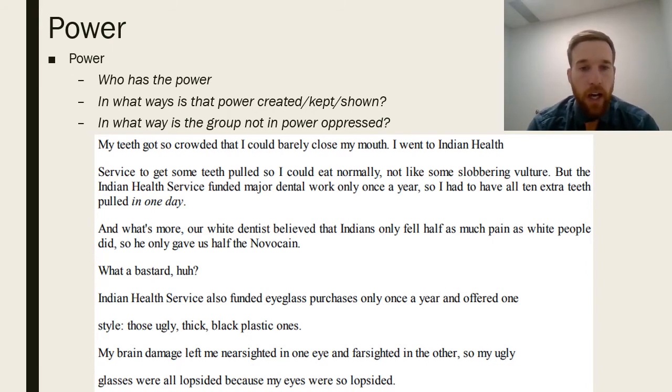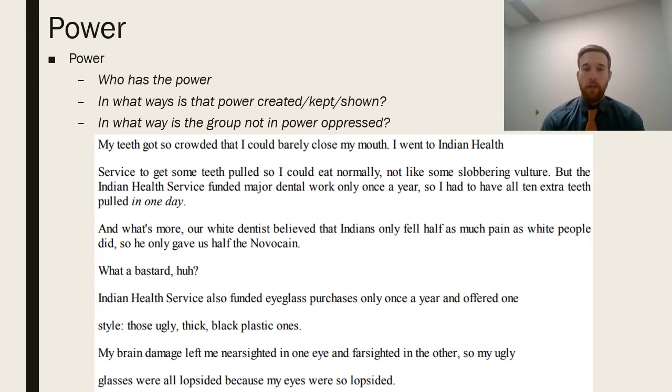My teeth got so crowded that I could barely close my mouth. I went to Indian Health Service to get some teeth pulled so I could eat normally, not like some slobbering vulture. But the Indian Health Service funded major dental work only once a year, so I had to have all 10 extra teeth pulled in one day. And what's more, our white dentist believed that Indians only felt half as much pain as white people did, so he only gave us half the Novocaine.